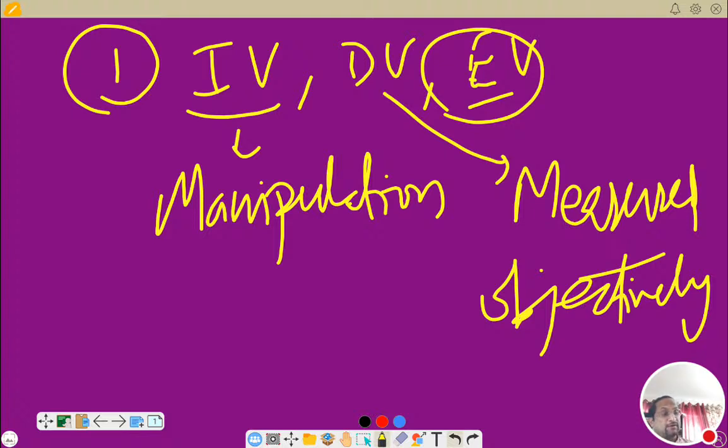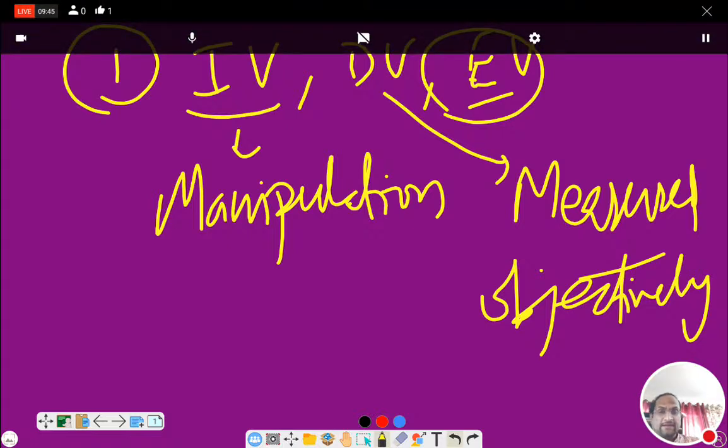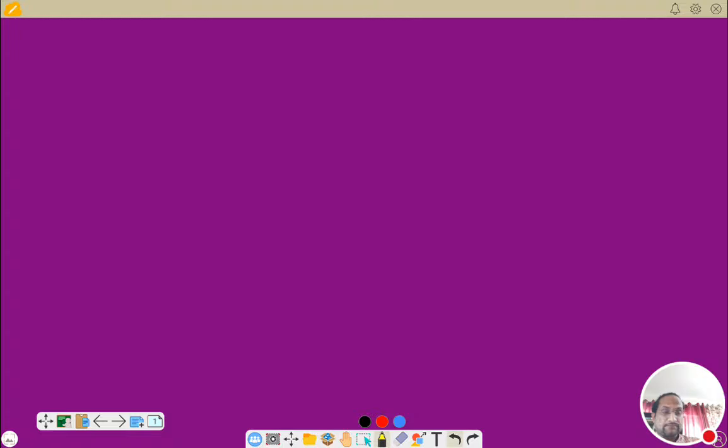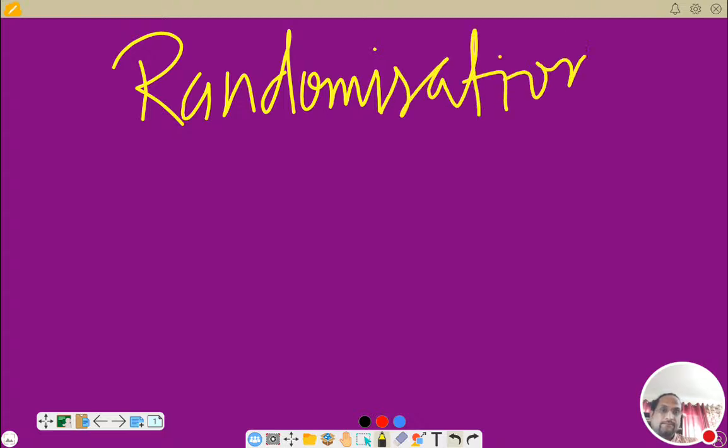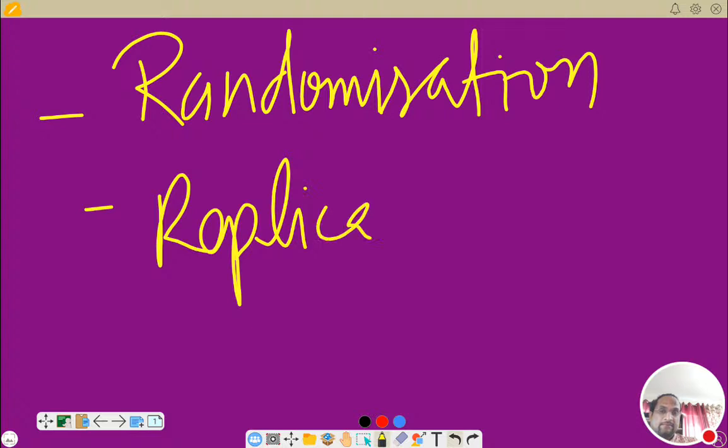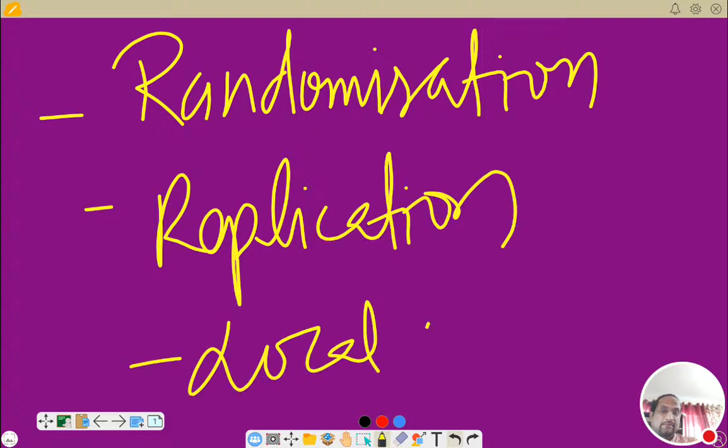What about the main principles, the other characteristics? As I've told you, if we conduct any research, it is important that these principles are followed: the principles of randomization, replication, and local control.